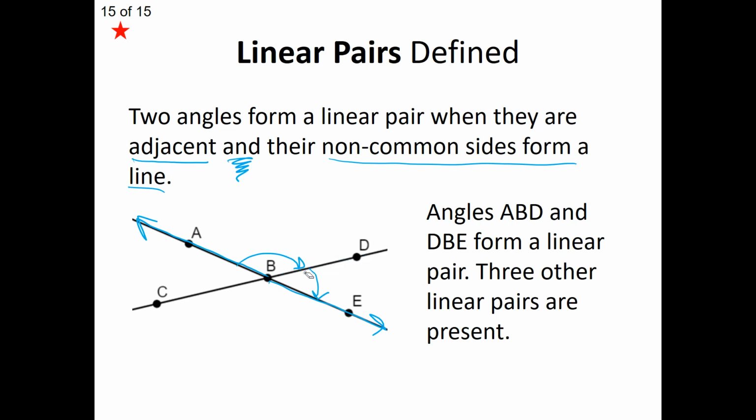And if we take a step back and look at the diagram again, we can see there are more linear pairs in the same diagram. I've got angle CBA and angle ABD. Don't they form a linear pair? Yes, they do. They are adjacent, and their non-common sides form a line. And I can keep going. There are two other pairs in there, but just keep in mind that we'll encounter many linear pairs and also vertical angles. We're actually going to see a relationship between linear pairs and vertical angles in the future.